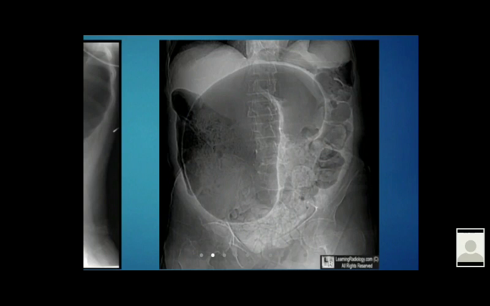Now let us say, what is intussusception? Invagination of one portion of the gut into the immediate adjacent segment. So it is the invagination of one part of the gut into its immediate adjacent distal bowel. So what are the types of intussusception?